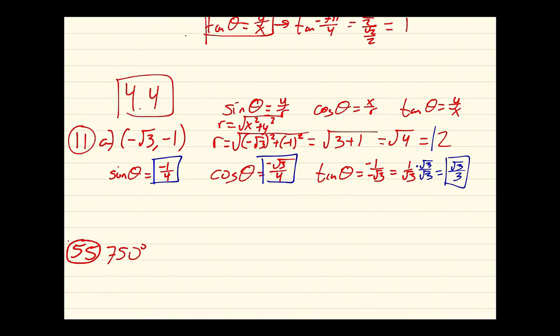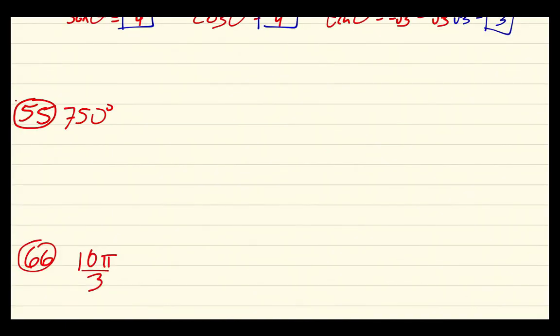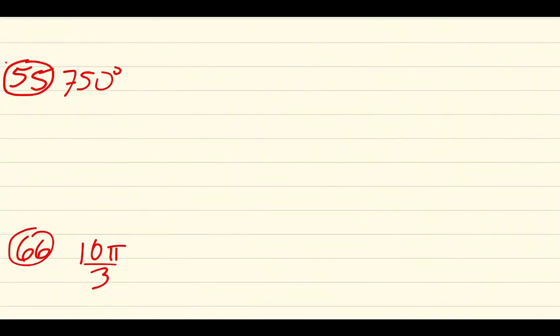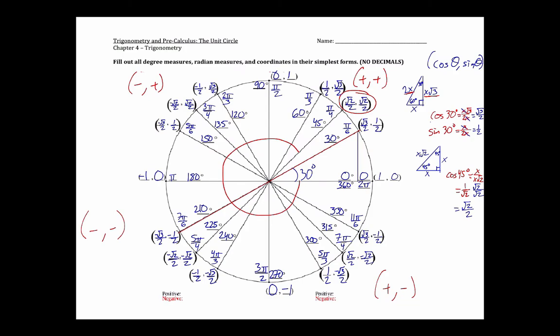Down at the bottom, we're asked to find sine, cosine, and tangent of two angles. 750 degrees. Now, if we go to the unit circle, it's not on there. In fact, let me erase something here so that we're not losing track of what we're talking about. But 750 degrees is not on here, so we got to figure out where that is.